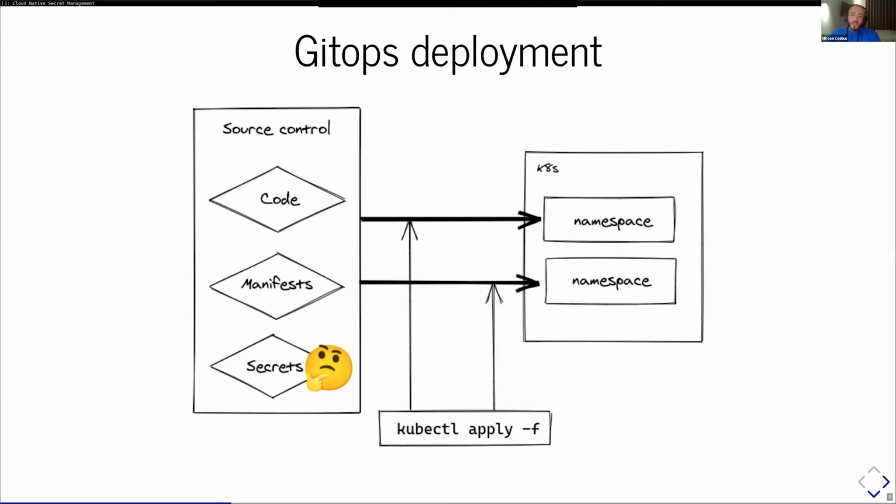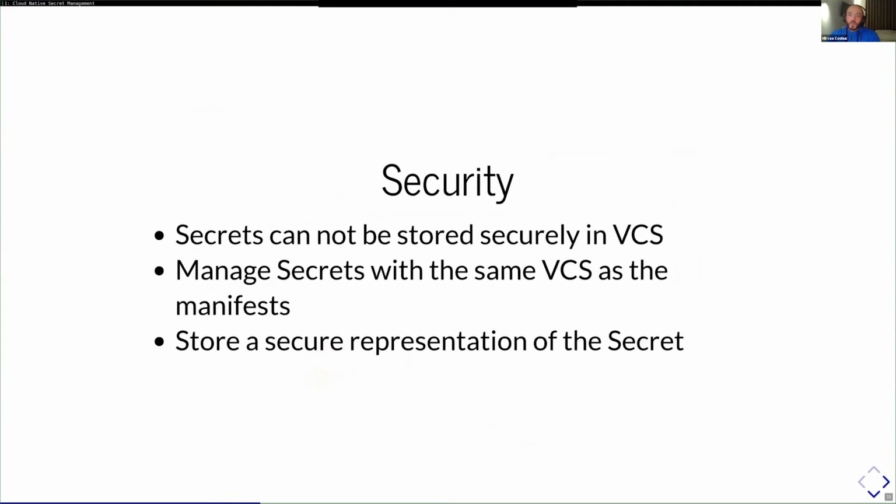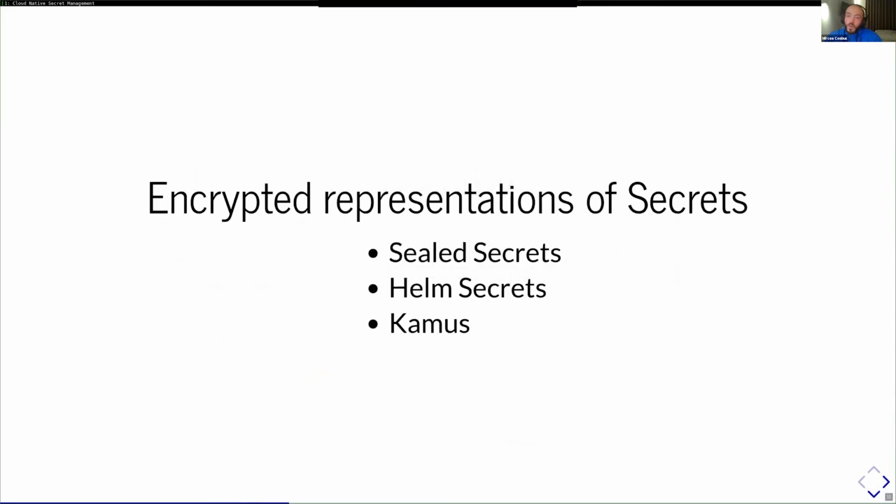To solve this, first we'll take a look at solutions which use an encrypted representation of the secret. We will take a closer look at Helm secrets, at sealed secrets, but we could just as well look at Helm secrets or Camus. All these tools approach the problem in a similar way. The sensitive data is encrypted, producing a safe recipe for the secret to store in source control.